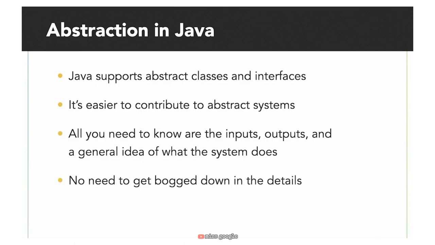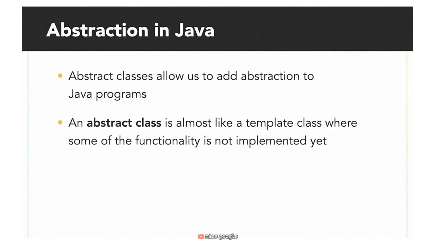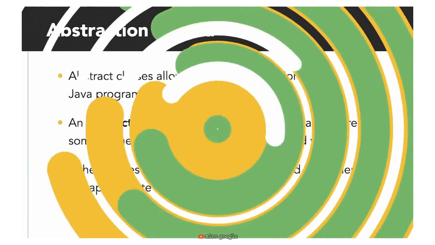An abstract class allows us to add abstraction to our Java programs. It's like a template for a class where some of the functionality is not implemented yet. This means you cannot instantiate an abstract class, but other classes can extend the abstract class and implement the appropriate functionality. One way we might use abstract classes in Java is for reading a file.